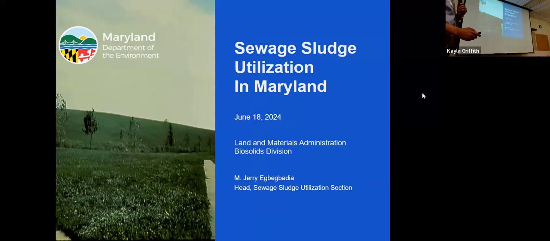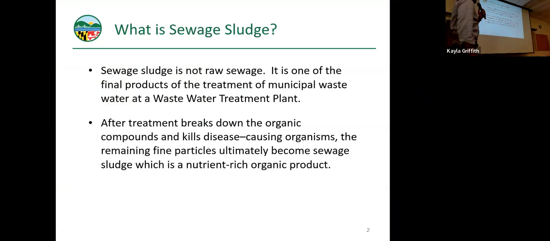We want to move to the first slide. And so the first slide is asking the question, what is sewage sludge? Sewage sludge is not raw sewage from the wastewater treatment plant, but it is one of the end products of the treatment of the wastewater process. There are other products that come from it. You have biogas, you have other things like clean water that you can also take to the stream. But then the biosolid is one of it, and that's what we want to talk about.